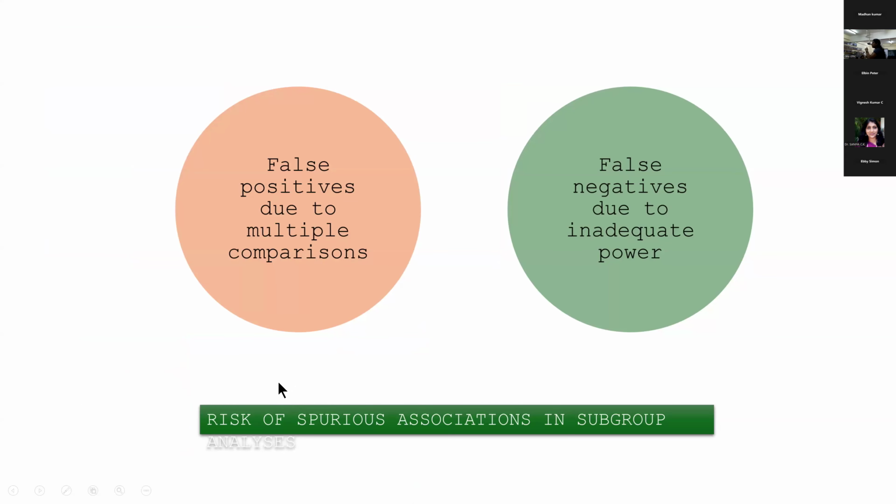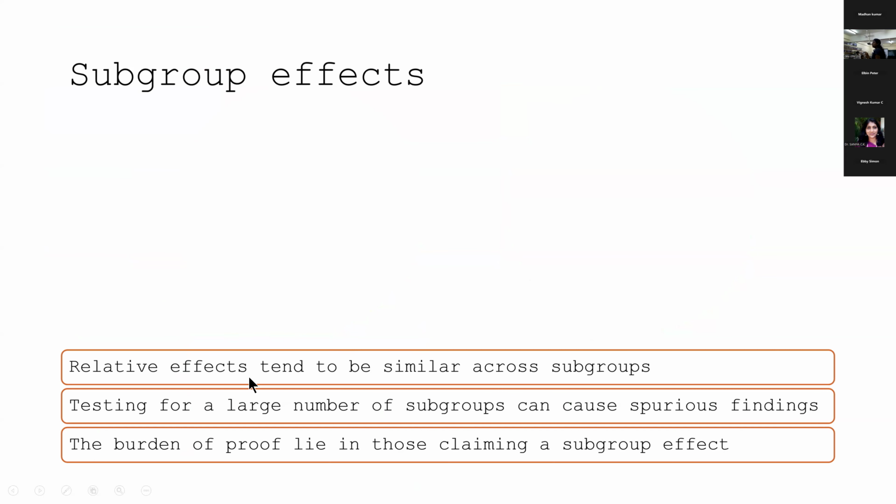So there is a problem with spurious associations in subgroup analysis. The problems are that relative effects will be similar across subgroups, and testing for a large number of subgroups can cause spurious findings. So if at all you find a difference, the burden of proof to prove that difference is actually on your side.